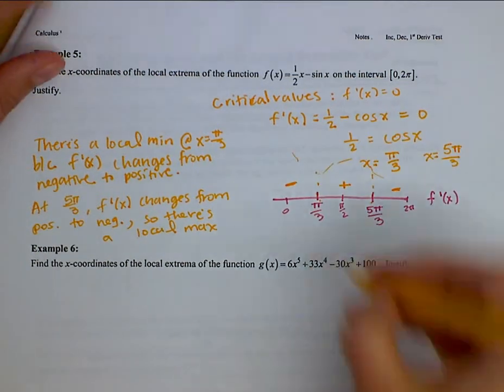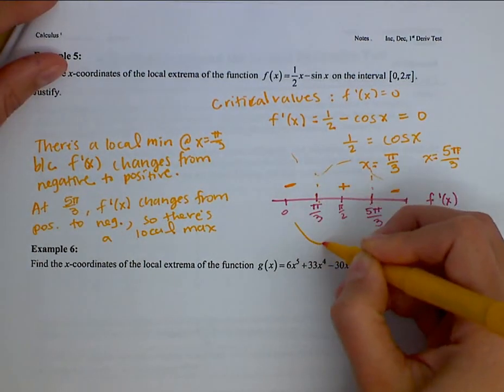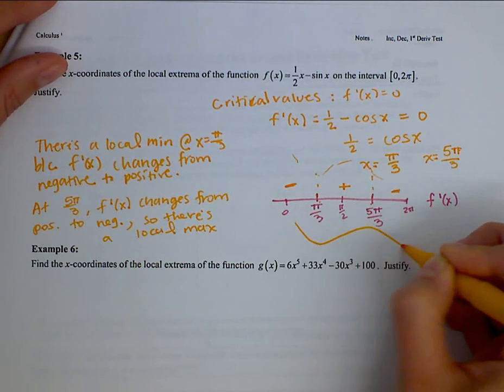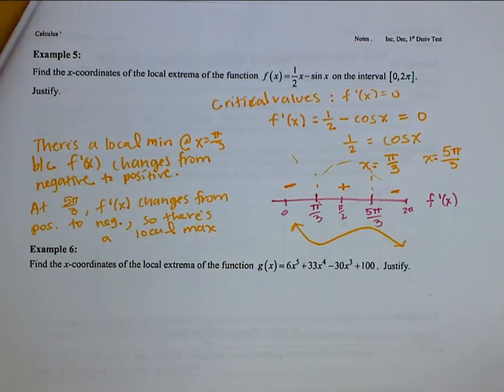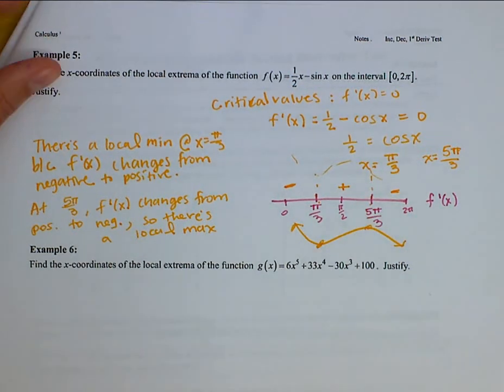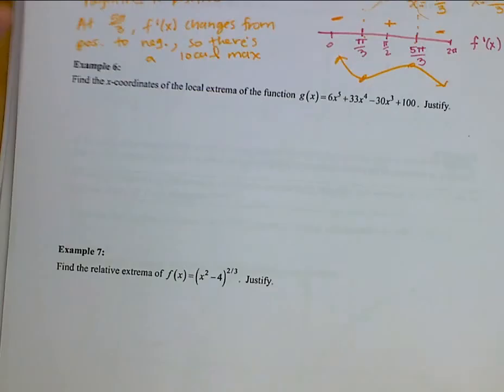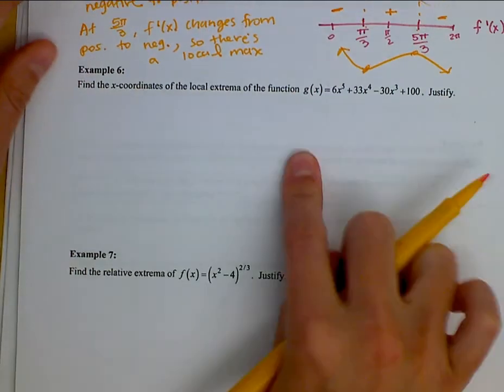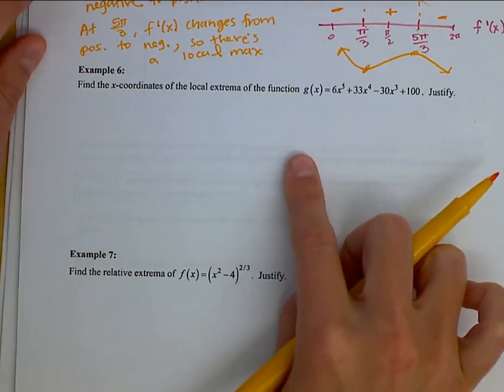Maybe it would be better to draw here. It's going from negative to negative again. So it looks something like that. Minimum, maximum. Okay. Go ahead, pause. Try this one on your own. Pause it.